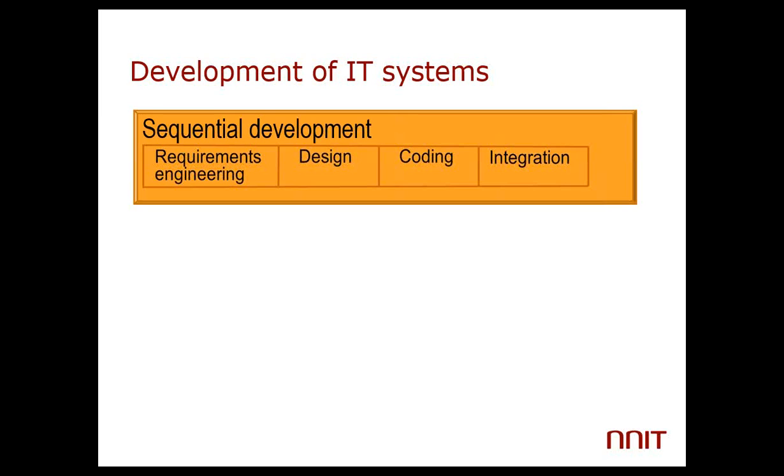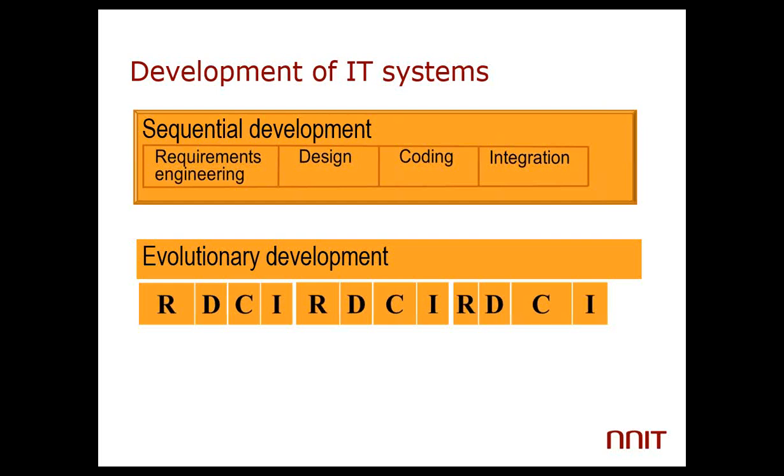If we chop the building blocks up in smaller chunks and put them after each other, we can have what we call evolutionary or iterative development. You can see an example here where we have three iterations with the requirements engineering, some design, some coding, and some integration. And in the end of that, you can present your product.